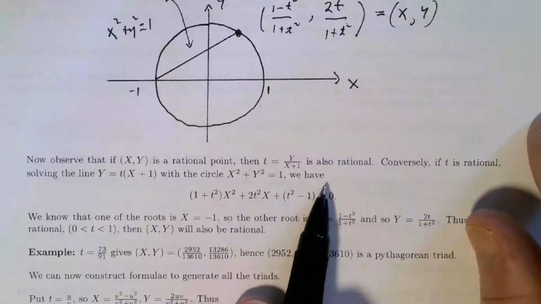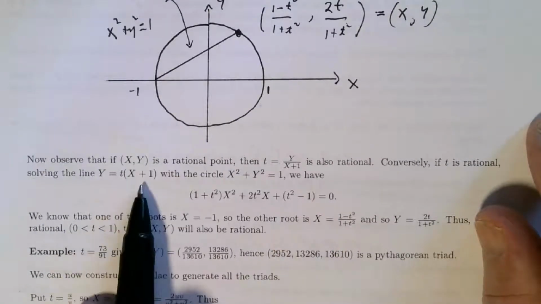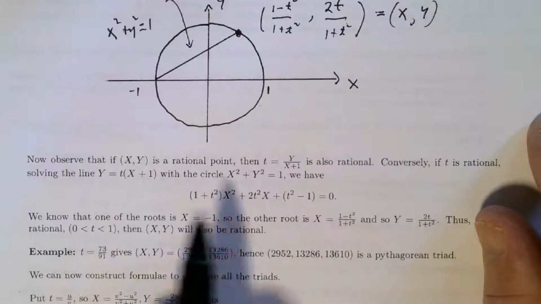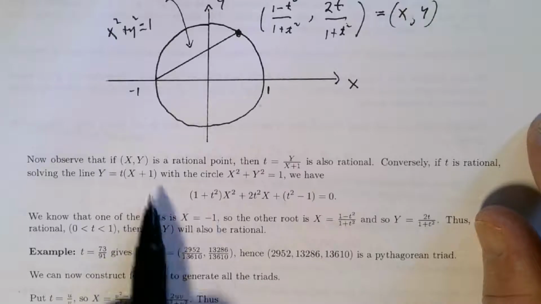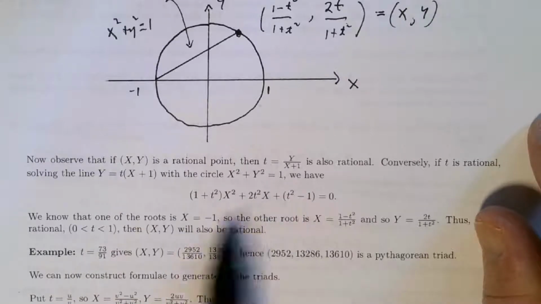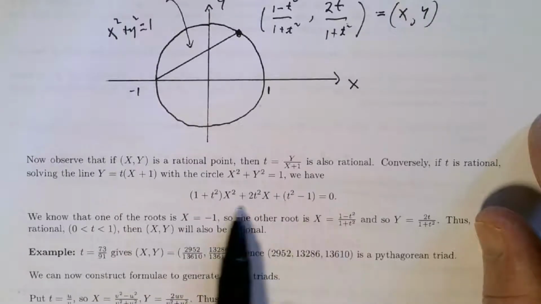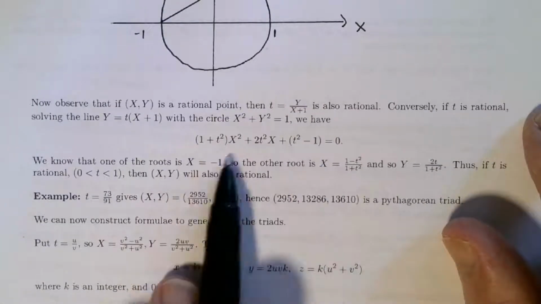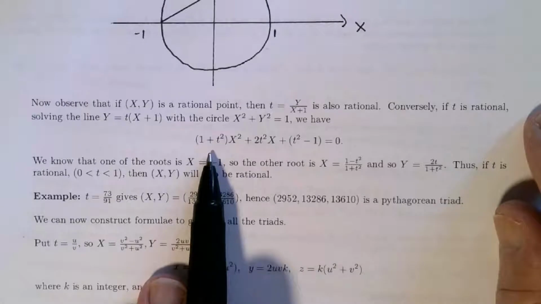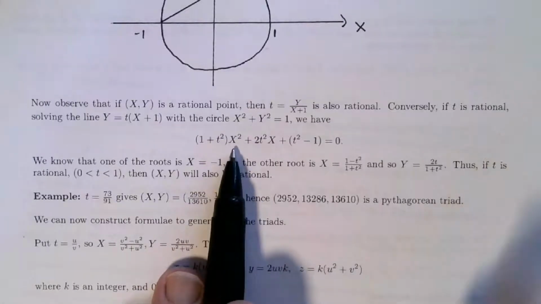I'm just going to replace the y with t(x plus 1). So I get x squared plus t squared (x plus 1) all squared, which equals 1. I just rearrange that equation and it turns into this quadratic. I'll leave you to check the algebra there. Now, let's just enjoy this quadratic. We've got a quadratic here.